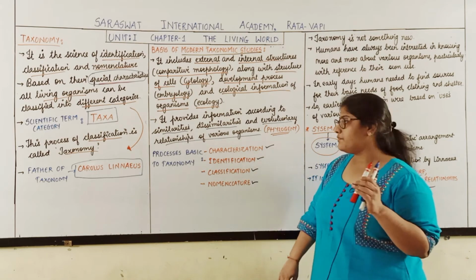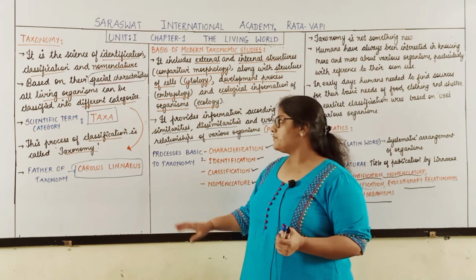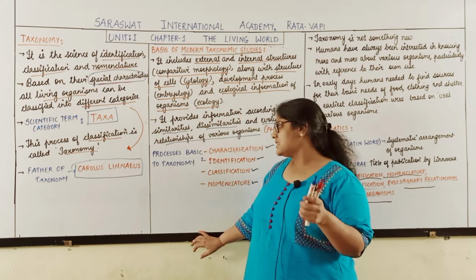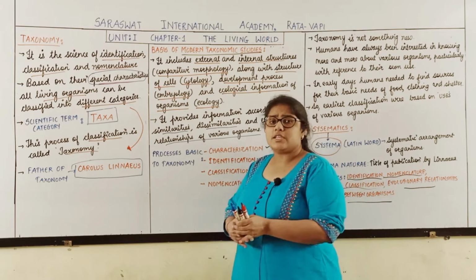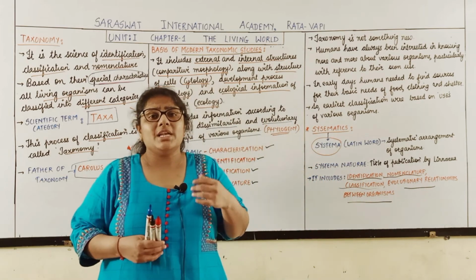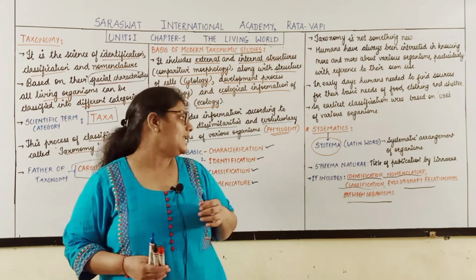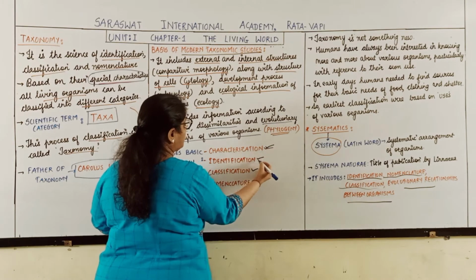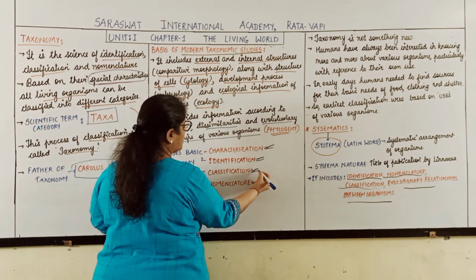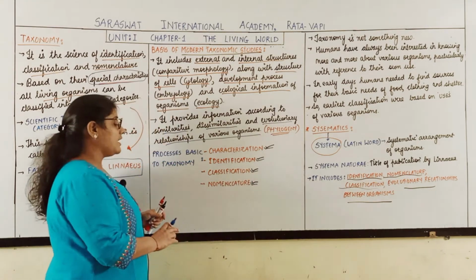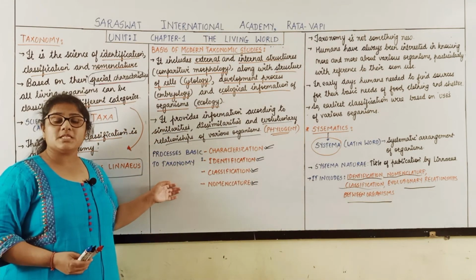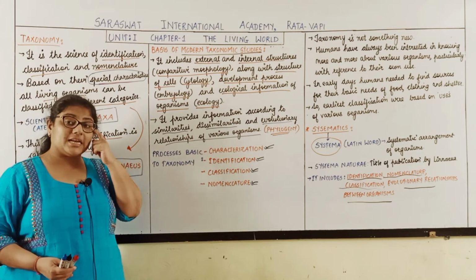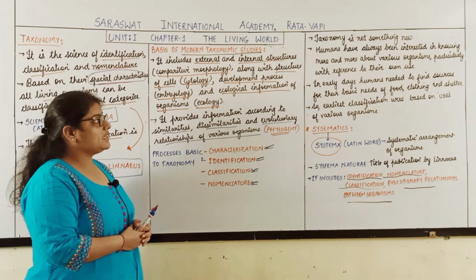What is it called? Phylogeny. So students, from this we can say that there are certain processes which are basic to taxonomy. When you deal with taxonomy, what will you be dealing with? We will be dealing with characterization, identification, classification and nomenclature. These are the processes basic to taxonomy: characterization, identification, classification and nomenclature.